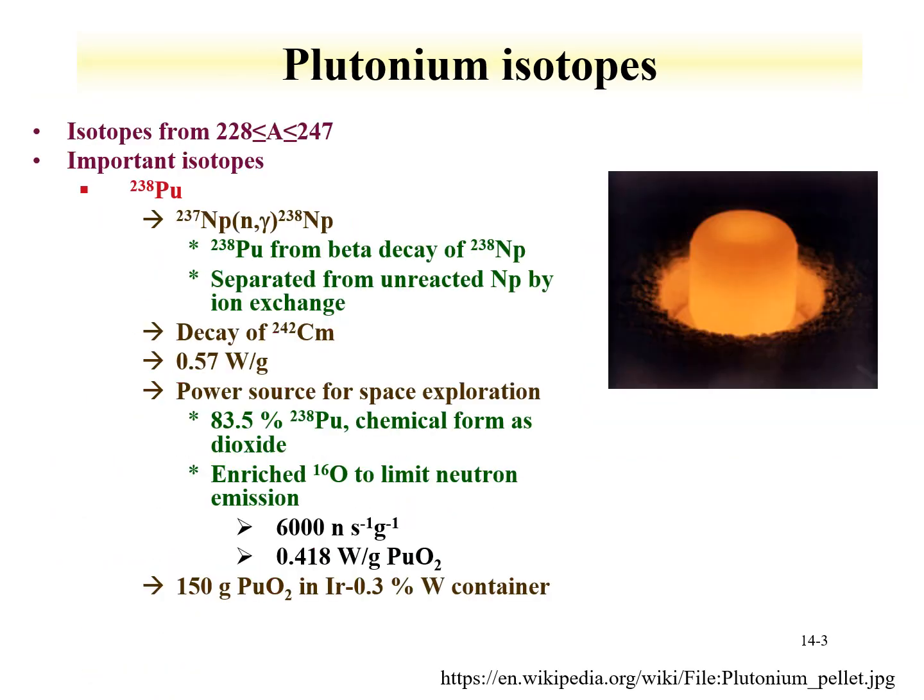We'll start off the lecture discussing the different isotopes of plutonium. There are isotopes of plutonium from as low as 228 to as high as 247. Some of the important isotopes include plutonium-238. Plutonium-238 is made from the neutron capture of neptunium-237 that produces neptunium-238. That beta decays, that produces plutonium-238.